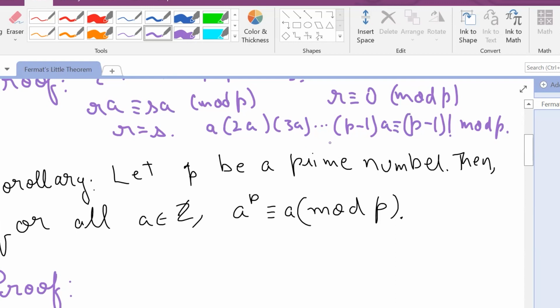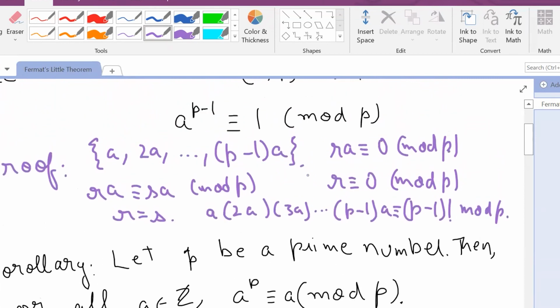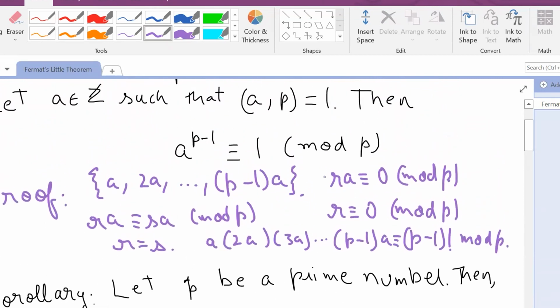Now, the GCD of each of the elements from 1 to P minus 1 with P is 1. So the GCD of the product with P is also 1. Therefore, we can cancel the P minus 1 factorial by Euclid's lemma, of course. So this essentially turns out to be the very statement of the theorem. Am I clear? If there is any point which needs justification, or if there are any questions, please feel free to interrupt me.